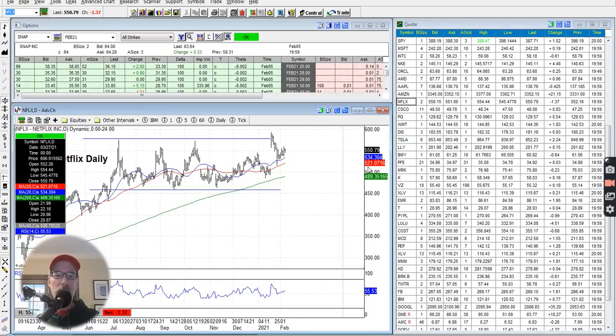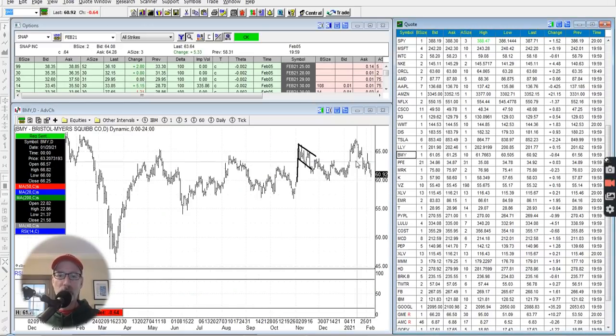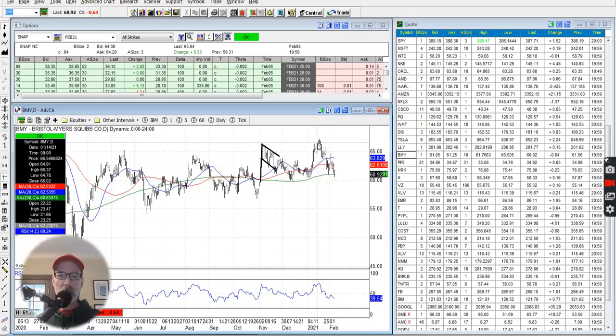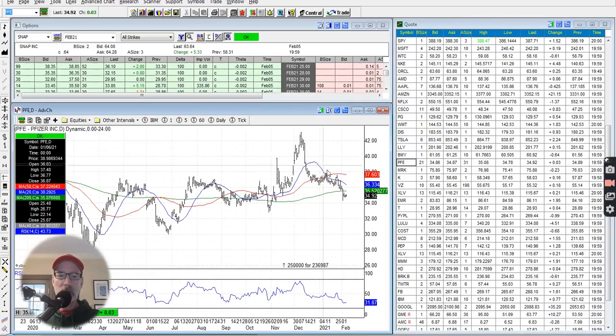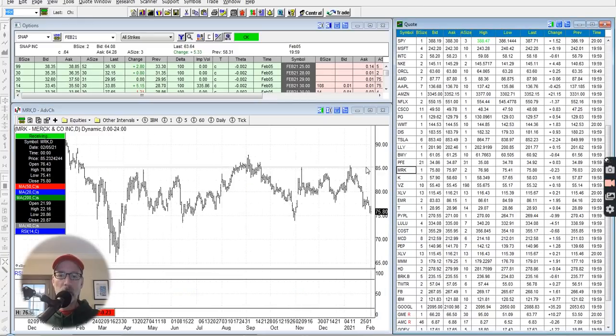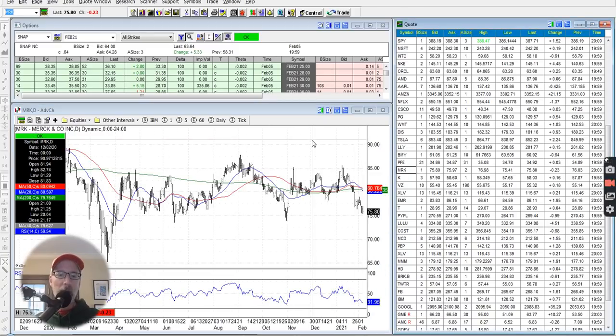Some of the healthcare stocks. Now, this is another thing I want to talk about: the indexes themselves can go up, which makes for easy investing, but individual stocks could go down. We have the healthcare stocks this week. We have Bristol Myers going down, Pfizer, even with the coronavirus vaccines, Pfizer going down, Merck going down. So you have certain individual stocks going down.